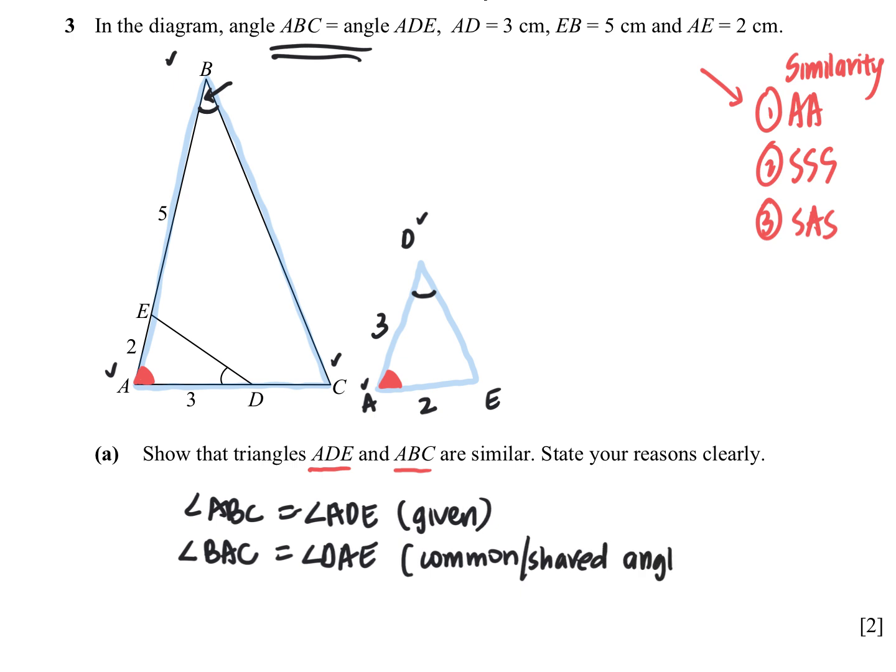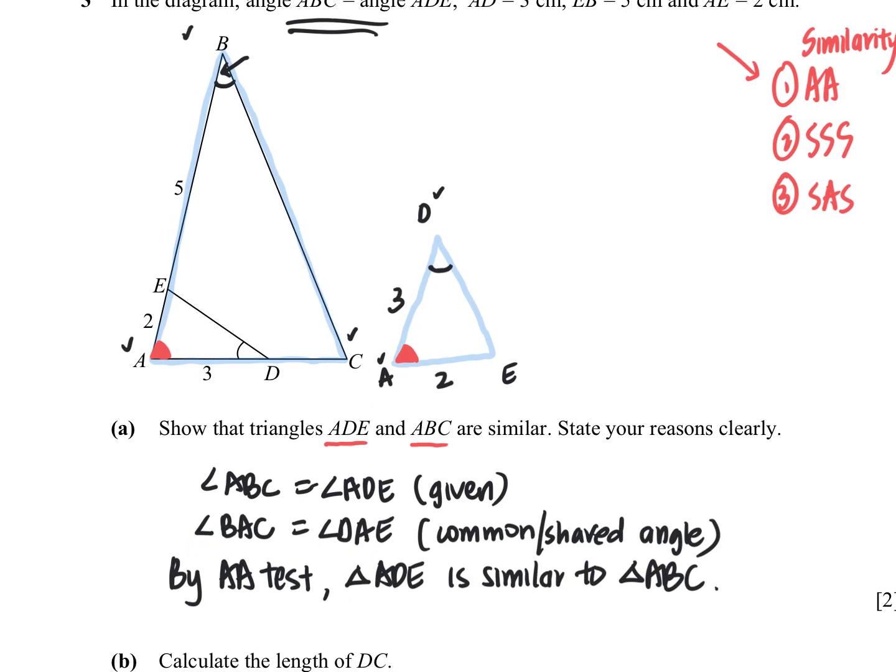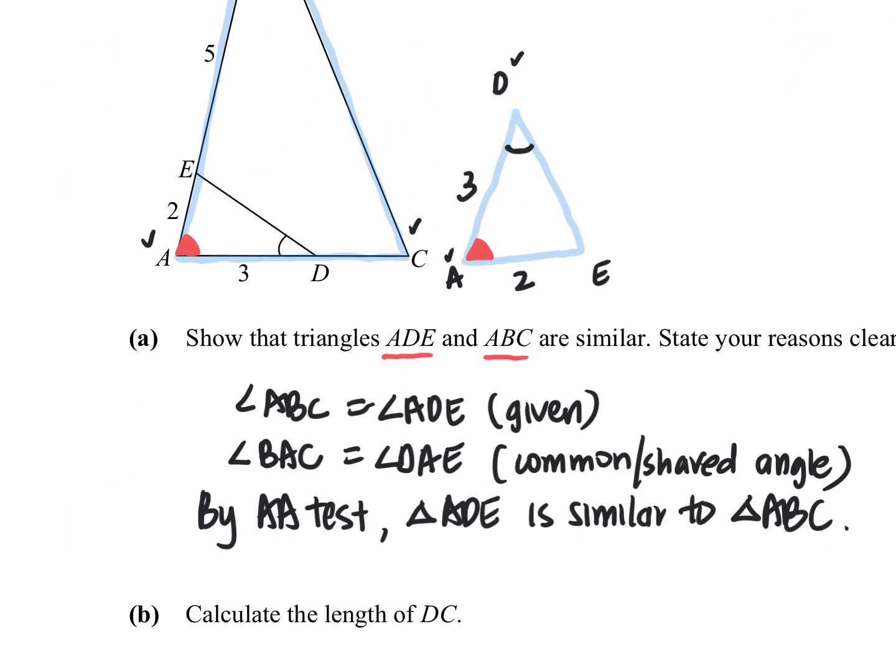So between the two triangles, they share that common right angle. So you can say common or shared angle. Then conclude by AA test. This triangle is similar to triangle ABC. So the order is important. If you don't write the reason, right?